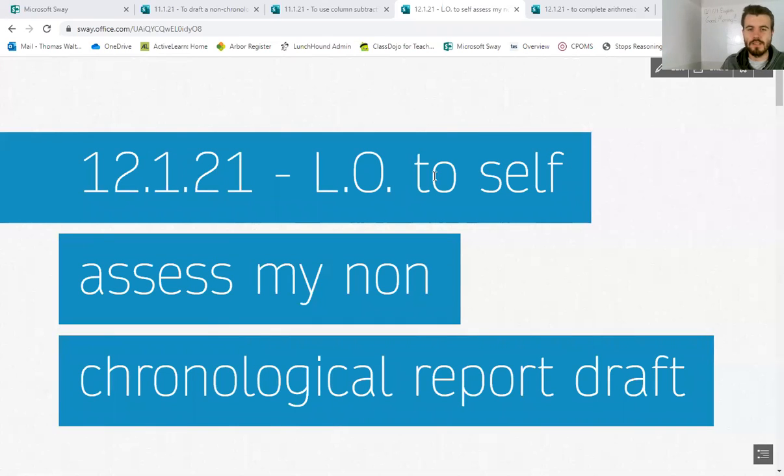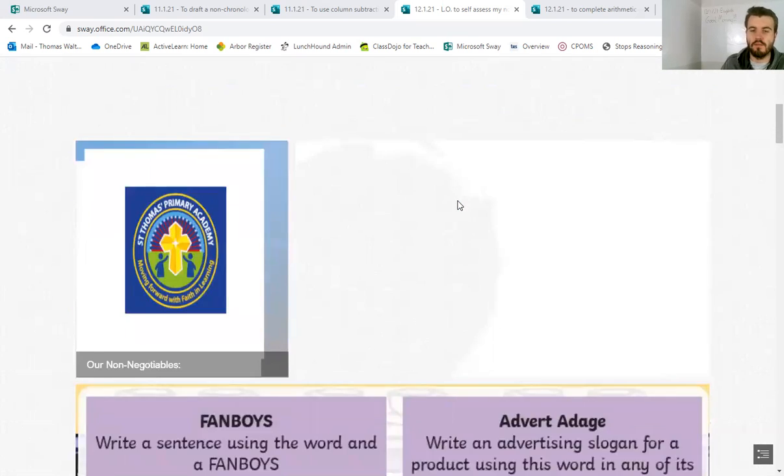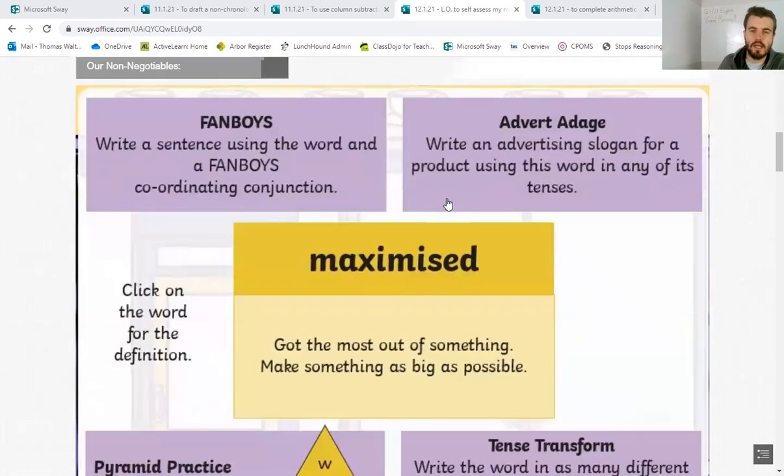Good morning, guys. So today we are going to be self-assessing our non-chronological report draft. All right. So you wrote those yesterday. Hopefully you got those finished by now. Today is just time to self-assess them. All right. But first, of course, we've got our word of the day and our reading.